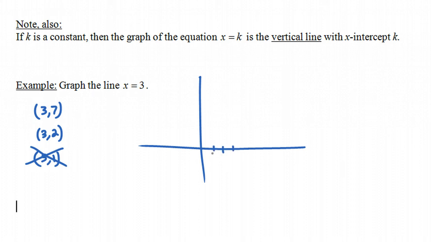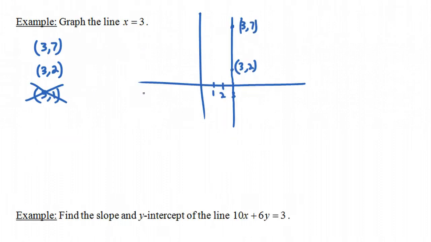And so where are those points? Well, those points are all on this vertical line. (3, 7) would be up here somewhere. (3, 2) would be here. Okay, so x equals some number will be a vertical line, and y equals some number would be a horizontal line.